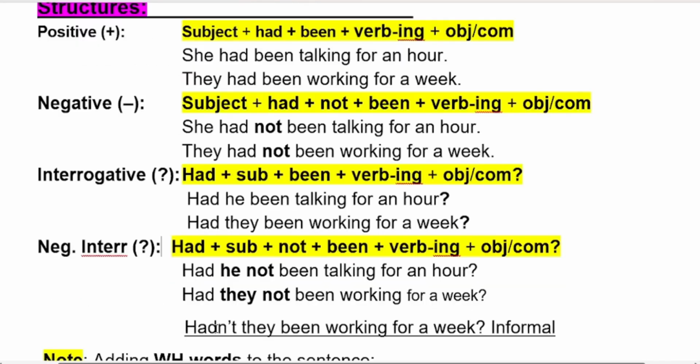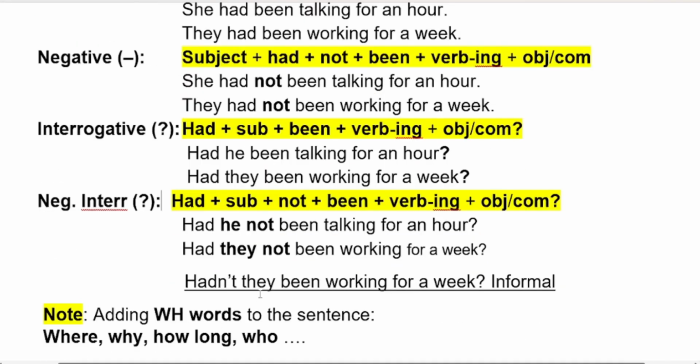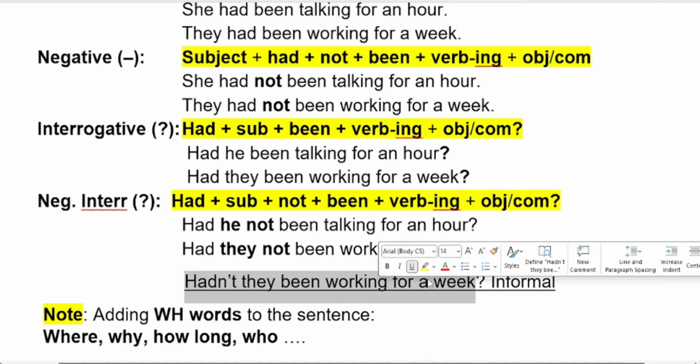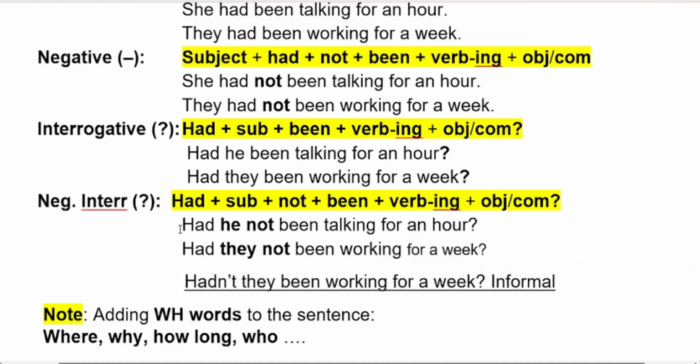Guys, this is yes. The next word, hadn't they been working for hour. دوستان عزیز یک چیز یادتان باشه، سوال منفی است. اینا که است چی است؟ یعنی فرمال است، رسمی است. اگر بخواین در speaking و یا غیر رسمی استفاده کنیم، اینفورمال چی استفاده میکنیم؟ Hadn't they been working for a week. This is informal.